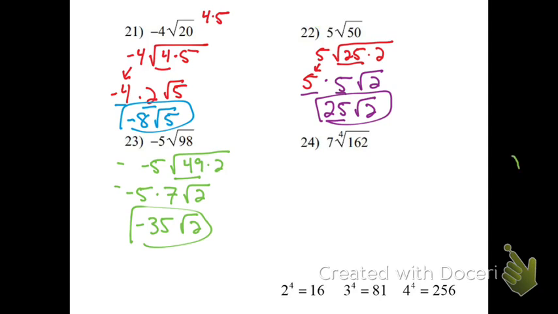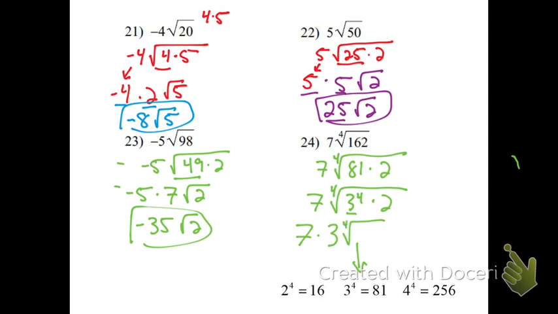Then, last but not least, that's why I have the work down here. I'm going to try right here. So 7, and then I have the 4th root. Now, 162 is the same thing as 81 times 2. So I have 7 here, and then I have the 4th root of 3 to the 4th times 2. The 4th root of 3 to the 4th is 3, and then I have the 4th root of 2. So then my final answer here, my simplified radical, is 21 4th root of 2. And that one's in the books now.